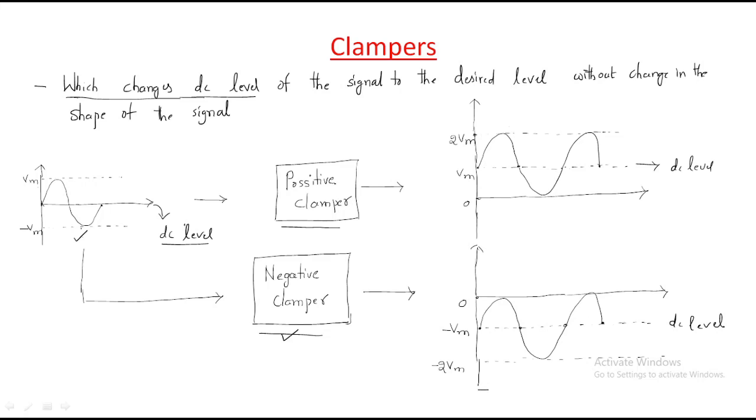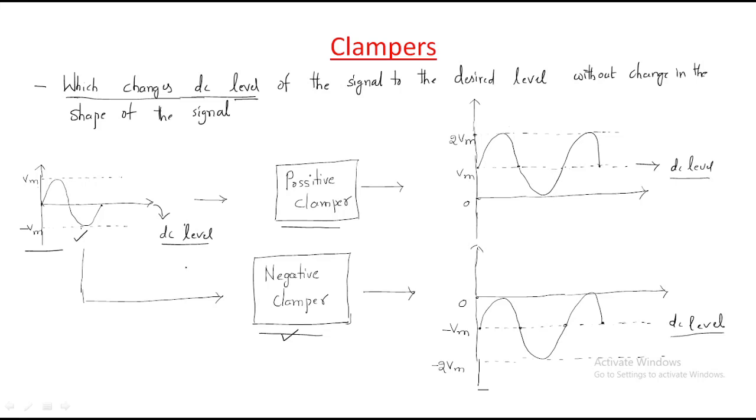I think all of you understand. The shape of the input signal never changes, but the DC level of the signal will be varied. Here the DC level is shifted upside and here the DC level is shifted downside, right? So this is the importance of the clampers. Last class we discussed the clipper. Clipper means removing, clamper means simply shifting the DC level.